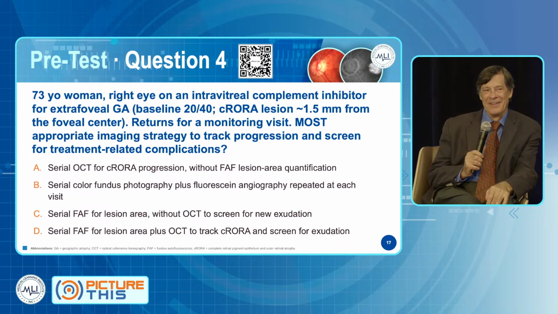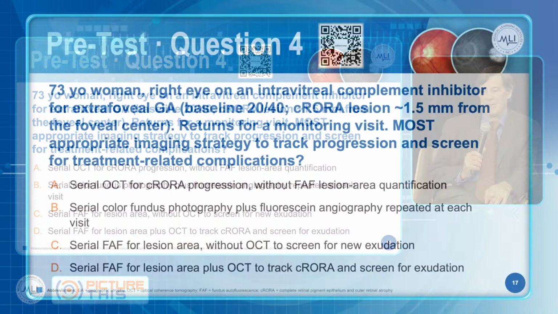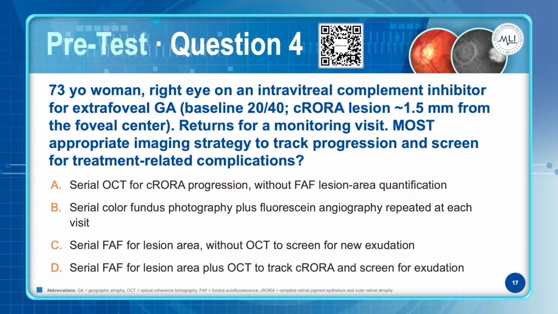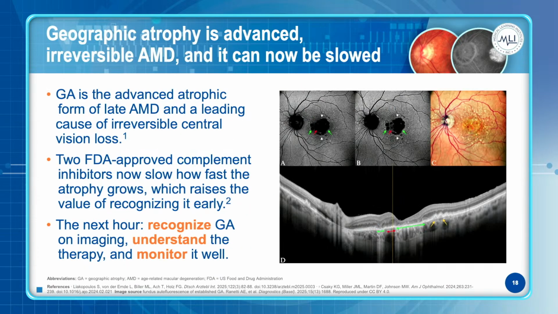Okay. Number 4, 73-year-old women, right eye on an intravitreal complement inhibitor for extrafoveal GA. Returns for a monitoring visit. Most appropriate imaging strategy to track progression and screen for treatment-related complications. Great. Again, they're all on your phone, so please go ahead and answer.